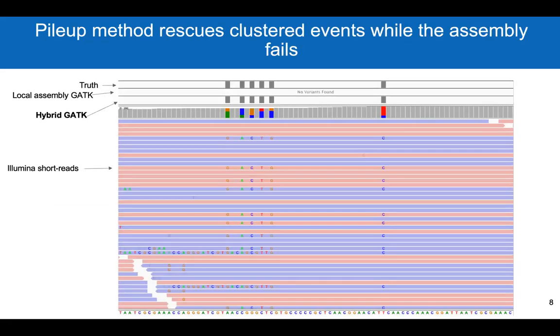This is one example of where the assembly-based method fails, but the Pileup method rescues the variants. The first track in this IGV screenshot is the truth variant track, which we use for sensitivity evaluation. The second track is GATK's assembly-based method, which does not identify any variants. The reason is that when variant events are clustered like this, the assembly graph becomes very large and GATK is unable to process it. However, the Pileup-based method is able to identify and rescue such events, and you can see that in the third track.